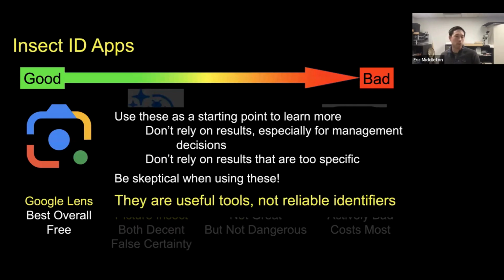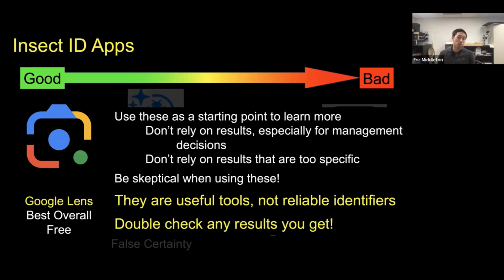So overall, be skeptical when using these, because these are useful tools, but they are not reliable identifiers except in very specific circumstances. So always take it with a grain of salt, and of course, always double check any results you get, especially if it's coming down to trying to identify pests you have out in the field.